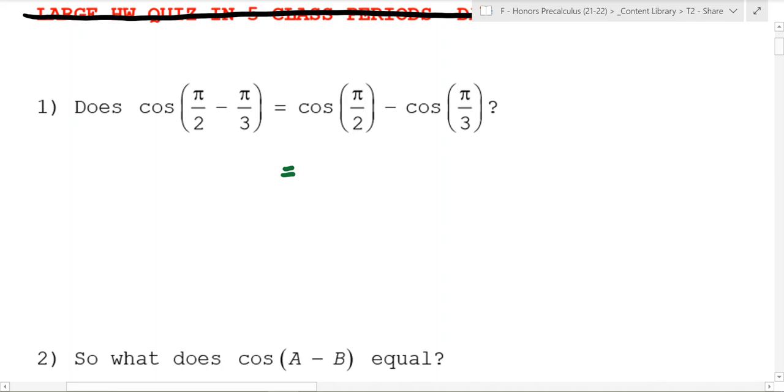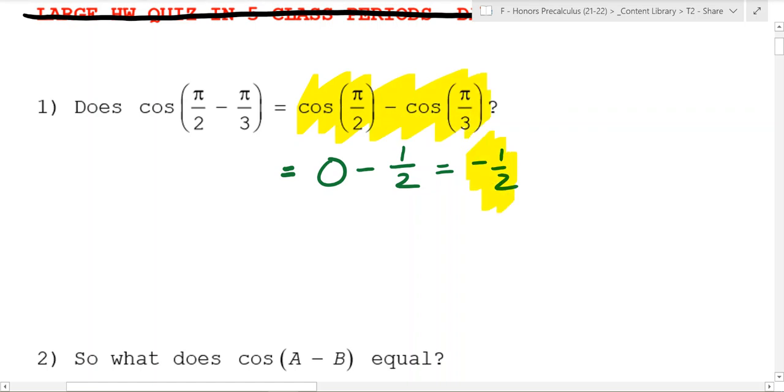On the right-hand side, cosine of pi over 2, you need to remember, is 0. It's the adjacent side over the hypotenuse. And then cosine of pi over 3, that's 60 degrees. That's going to be 1/2. So this comes out to be negative 1/2 on this side right here.